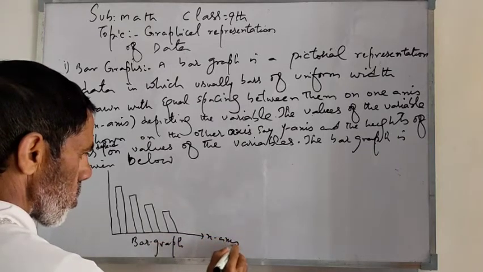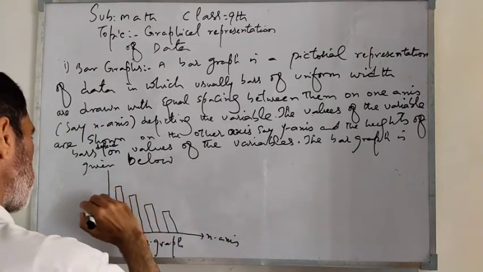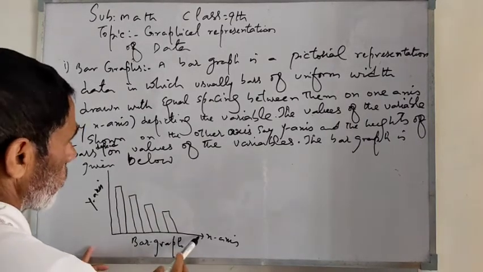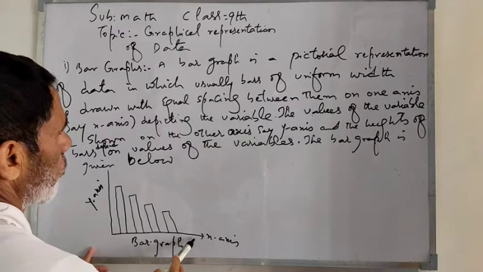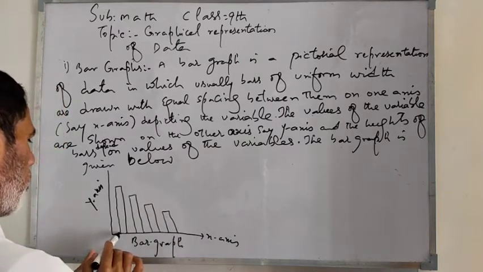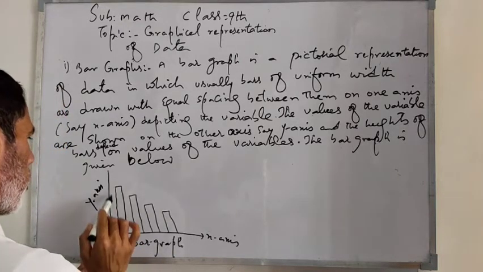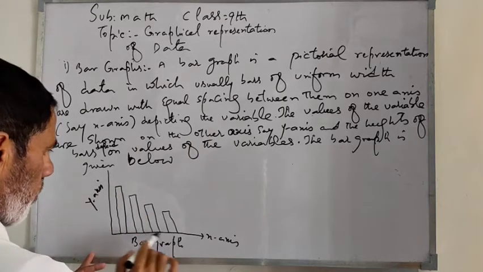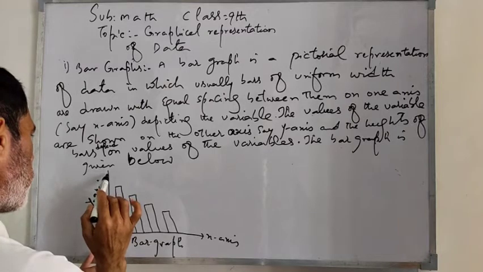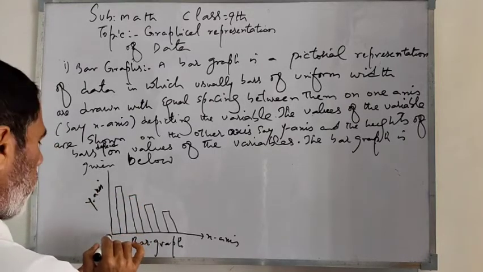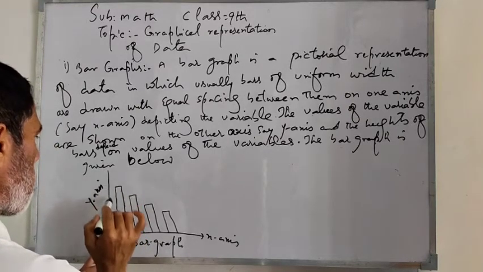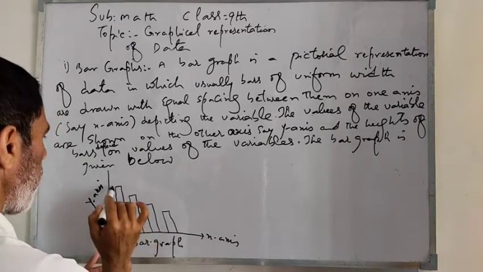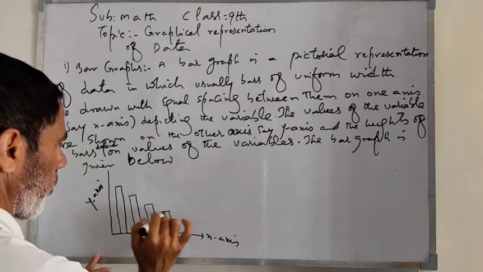X-axis, y-axis. On this x-axis, bars or rectangles of uniform width are drawn with equal spacing, and on y-axis, values of the variables are located. Heights of these bars depend on the values of the variable.